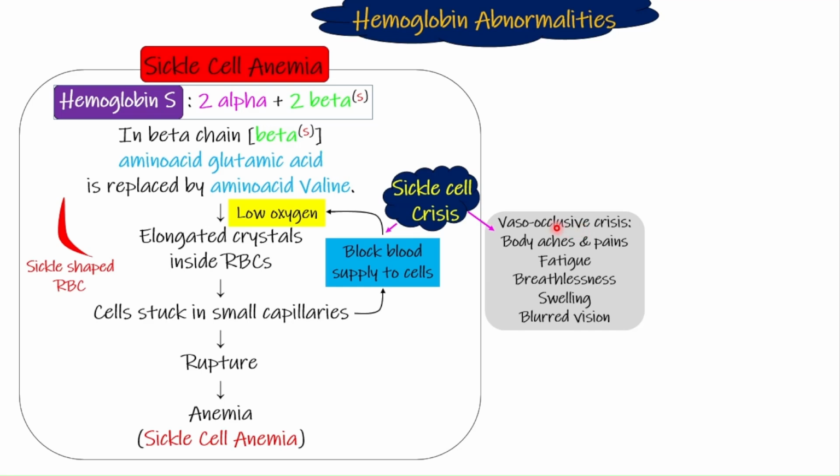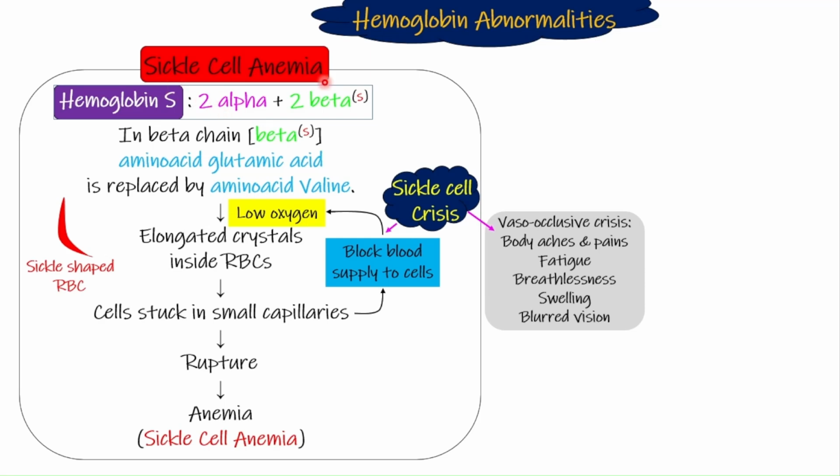Now in the vaso-occlusive crisis, as the smaller capillaries are getting stuck by these RBCs, it will result in increased body aches and pains. It will result in fatigue and breathlessness. Because of the stoppage of the blood, there will be swelling and pooling of the blood, and there might be blurred vision if the blood vessels of the eye are involved with this blockage of small capillaries. So this is sickle cell crisis.